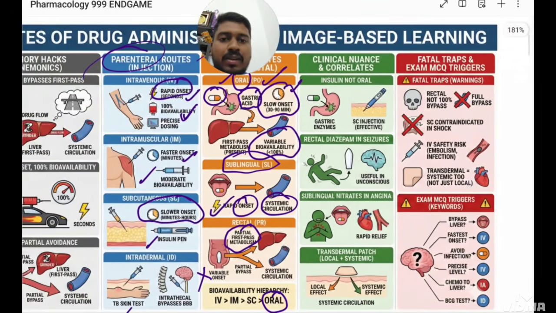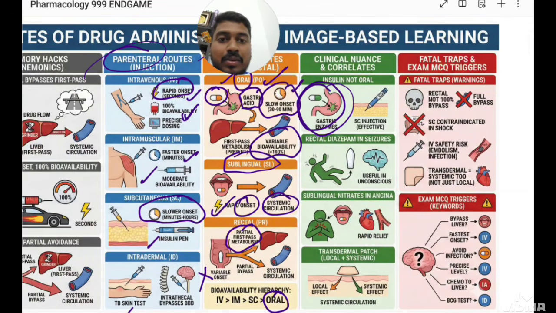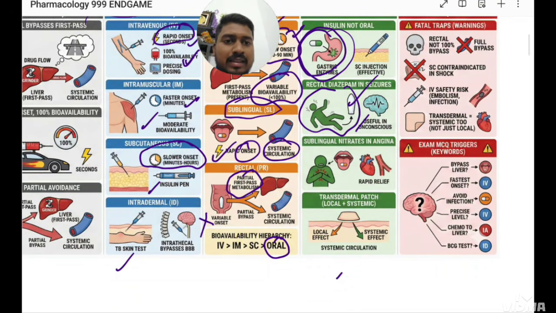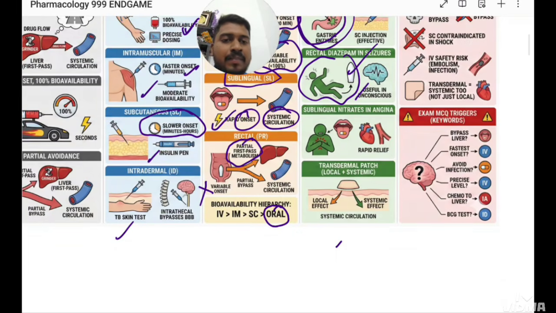Now, what are the clinical correlations? One is that gastric enzymes should not be able to degrade these drugs when given through the oral route. Next, rectal diazepam is given in case of seizures, because sometimes you won't get an IV route, as it is difficult to insert a cannula in a seizing person. So rectal diazepam is given in seizures. Next, sublingual nitrates and sublingual nifedipine, as I told you, in case of MI and angina, and in hypertensive urgencies. And next is the transdermal patch also. There is a local effect for this and there is a systemic effect for this.